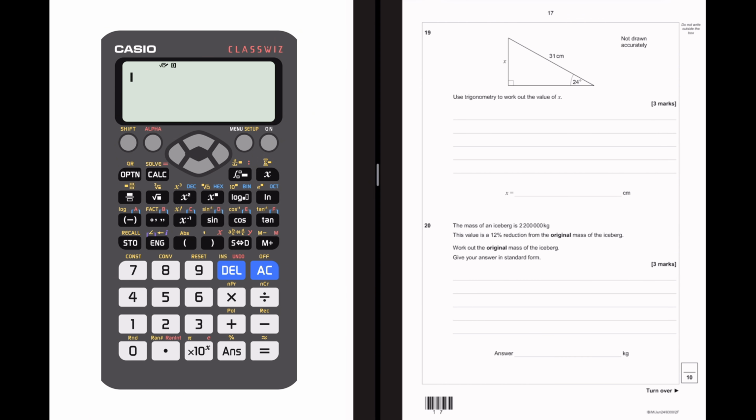Question 19 says use trigonometry to work out the value of x. So this question looks at SOHCAHTOA. The first step when we're looking at SOHCAHTOA is to label our sides. So we've got the hypotenuse, the opposite side, and the adjacent side. And then we write out SOHCAHTOA.